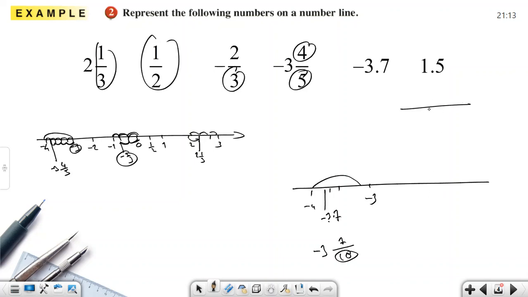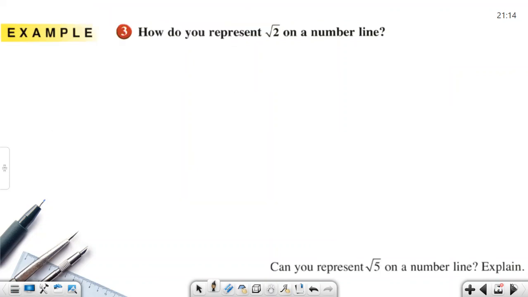And what about 1.5? 0, 1, 2, 1 and a half. At the middle, between 1 and 2, this is going to be 1.5. That's very easy. I think you can do that. Oh, that's a good question. How do you represent square root 2 on a number line?